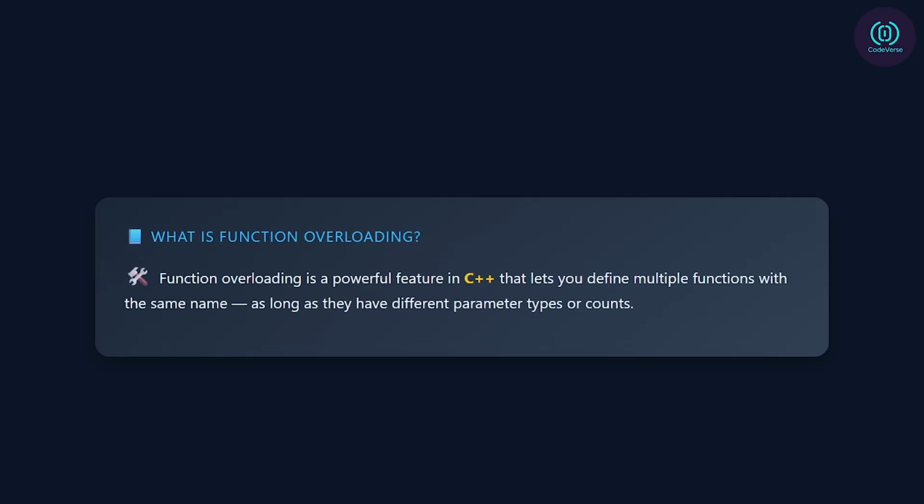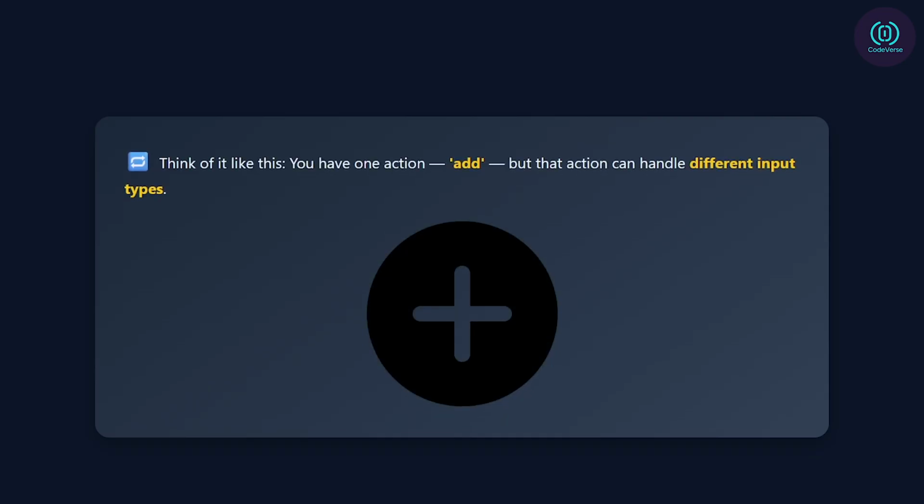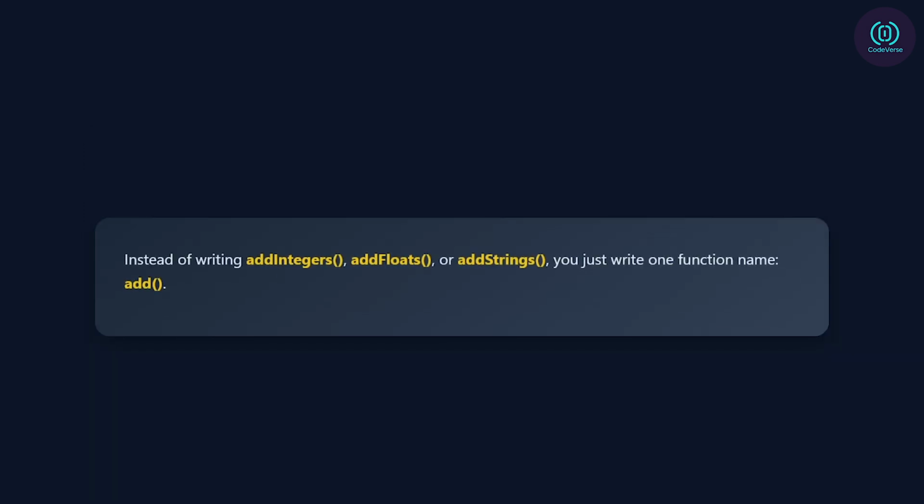Function overloading is a powerful feature in C++ that lets you define multiple functions with the same name, as long as they have different parameter types or counts. Think of it like this: you have one action, say, add, but that action can handle different types of input. You might want to add two integers, two floating point numbers, or even two strings. Instead of creating separate function names like add integers, add floats, or add strings, you simply write one function name, add, and define it differently for each case.